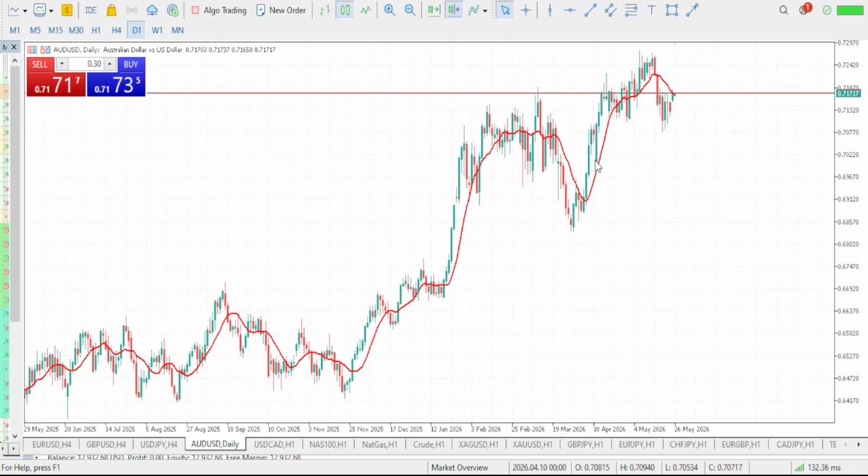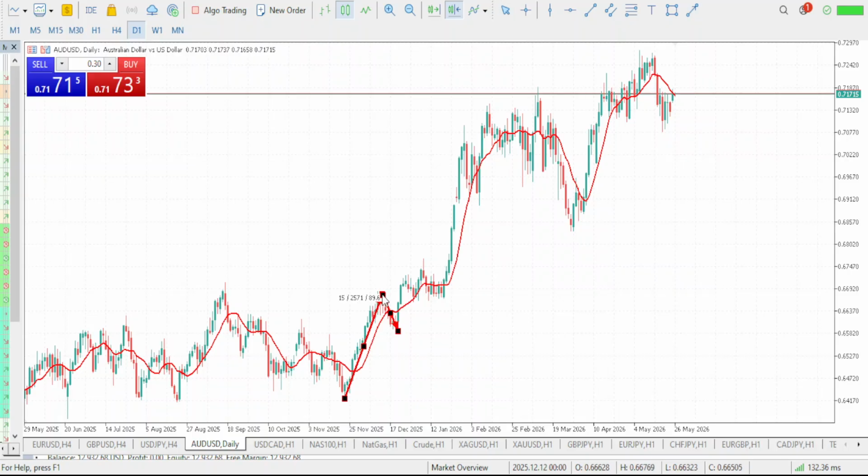Now, when you take a look at this AUD USD, what can you see the trend is? It is very clear and it is very simple. AUD USD is in an uptrend move. Now, this is the movement. This is the impulsive move that AUD USD did give us.